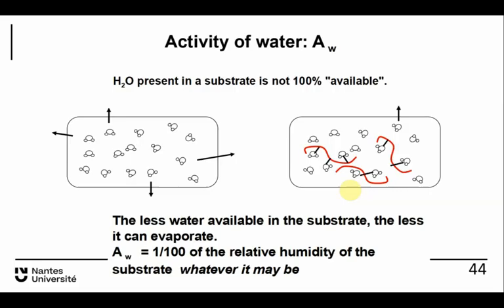It can be a solution with a high concentration of salt or glucose, or it could be a plate of porridge, a yogurt, a biscuit. All of these things can have an activity of water, which can be measured because it's basically 1/100th of the relative humidity that is released by this substrate. So that's the definition of the activity of water.